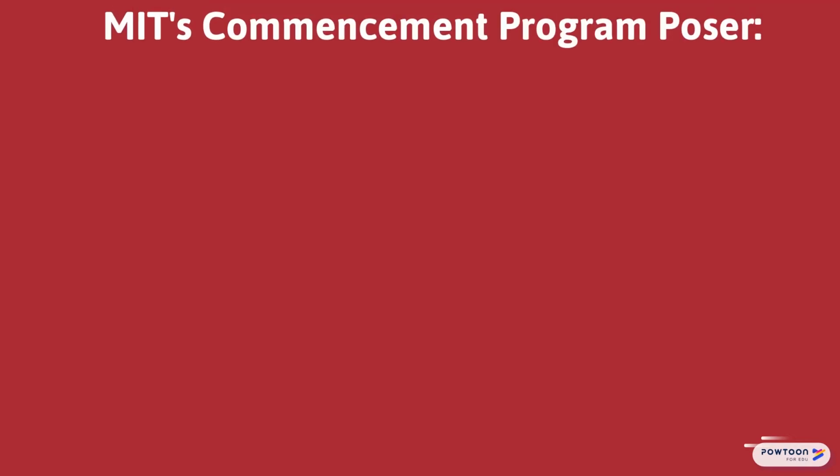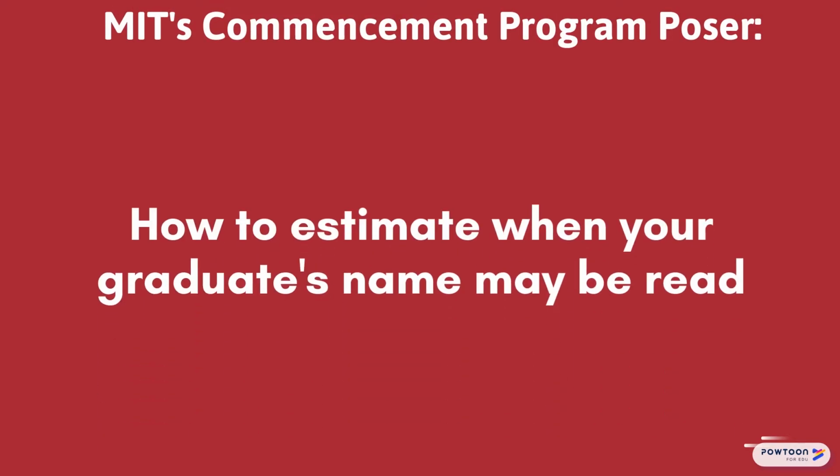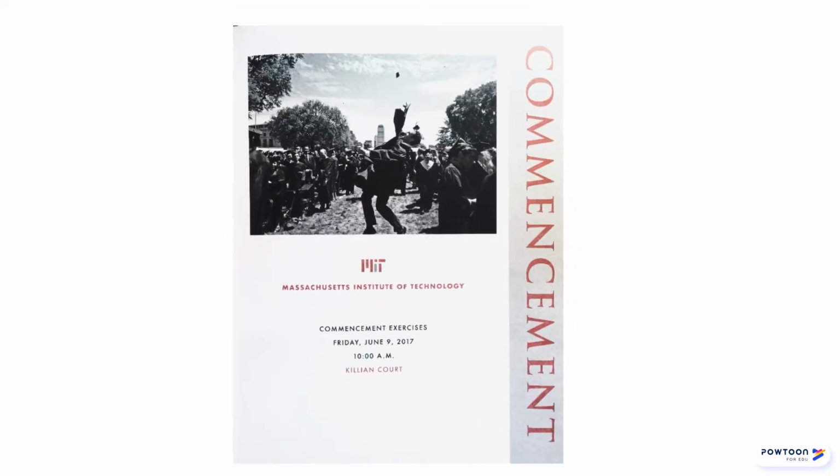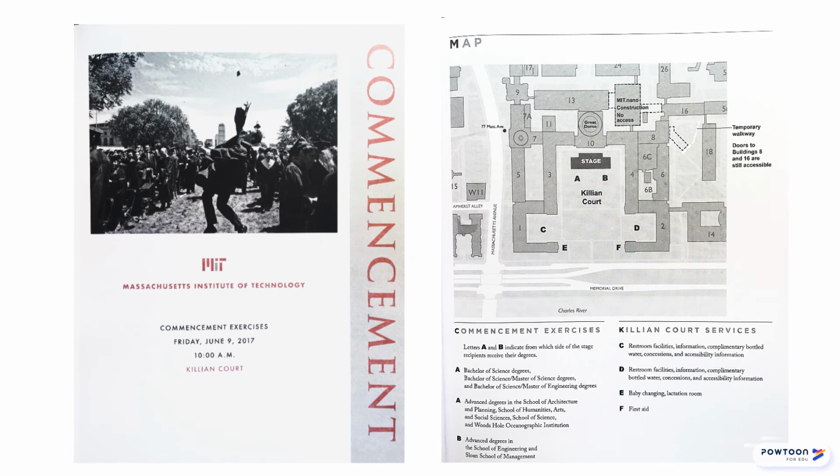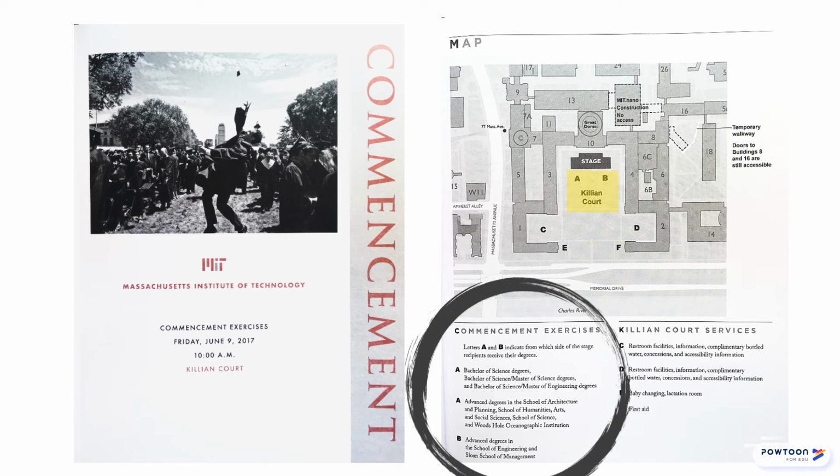MIT's Commencement Program Poser: how to estimate when your graduate's name may be read. Let's start with the map page near the front of your program. You'll see sections A and B, which is where the graduates are seated. Under the map, you'll see a list of degrees being awarded for each section. That list indicates whether your graduate is in Section A or Section B.